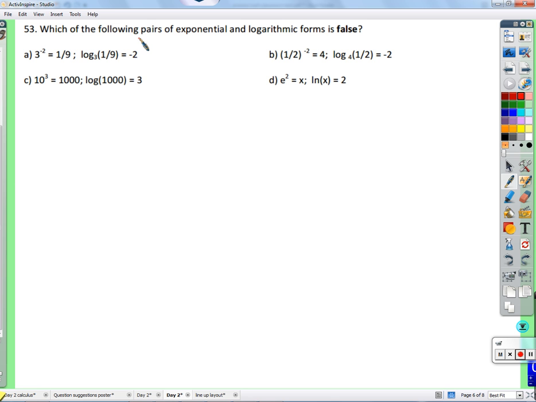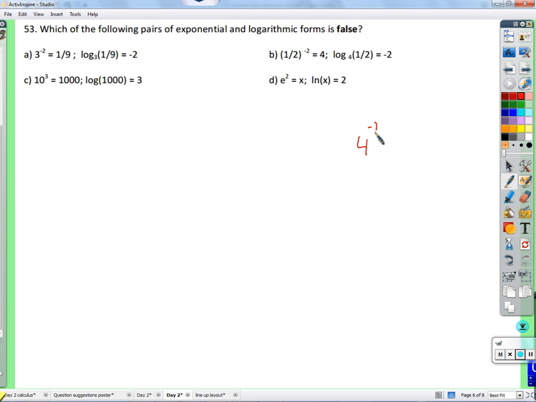It's good. Let's look at this guy. 1 half to the negative 2 is 4. Okay, so what is the base of the log? 1 half. It's also the base of the exponent. What about that? Log base 4 of 1 half is negative 2. Seems like no. I think it's that one. Yeah, probably that one. Let's even test it out. Let's see what 4 to the negative 2 gives us. Does it give us 1 half?